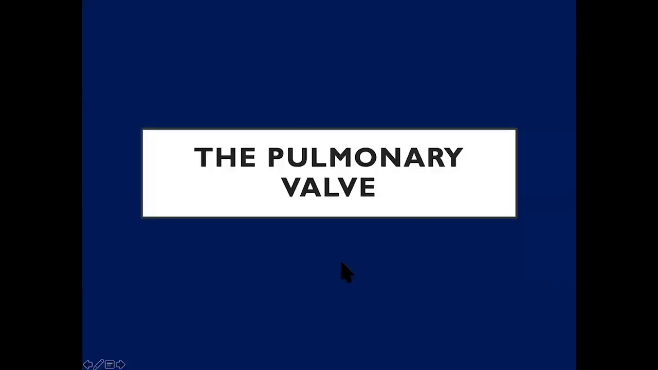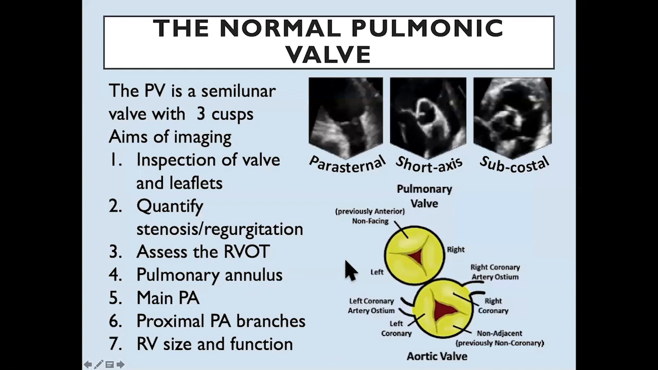Moving on now to the pulmonary valve. The pulmonary valve is a semilunar valve with 3 cusps. The aim of imaging here is inspection of the valve leaflets, quantifying any valvular dysfunction such as stenosis or regurgitation, assessment of the right ventricular outflow tract, pulmonary annulus, the main pulmonary artery, the proximal PA branches, and also to assess the RV size and function.